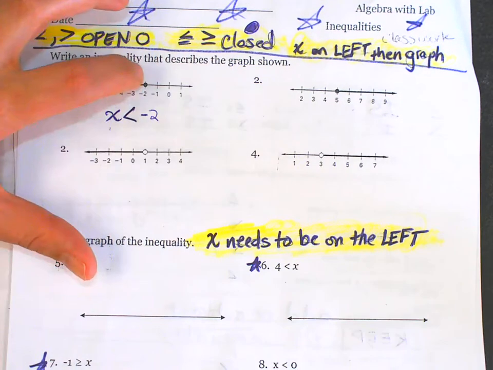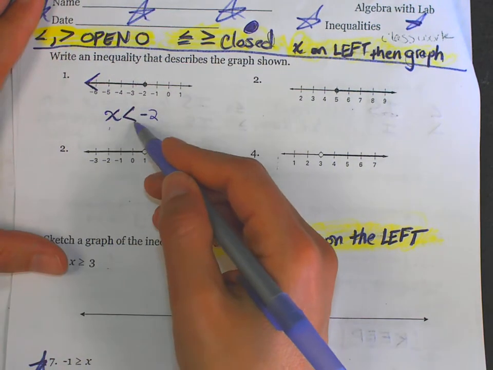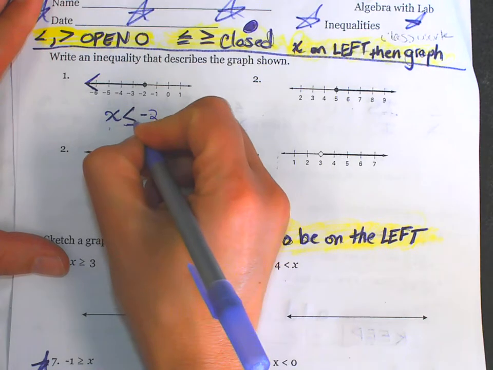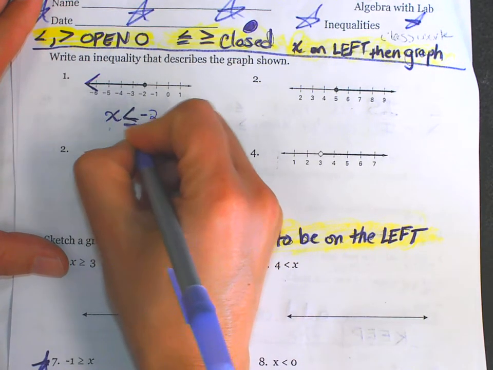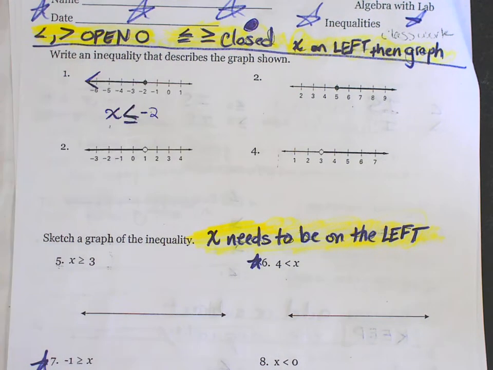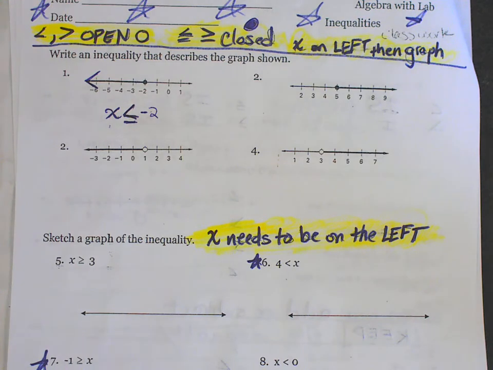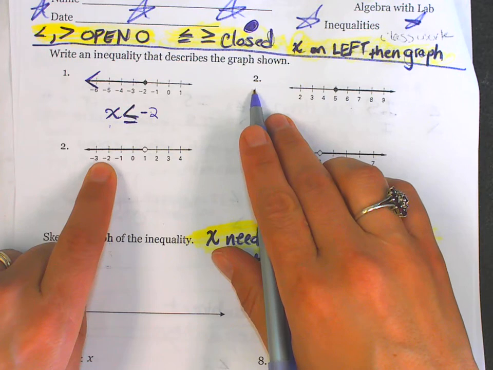Now, it's closed in, meaning -2 is also one of the answers. So you don't want to just say less than -2, you want to say it's equal to it also. Everything shaded is less than or equal to -2. Okay? You can do number 2.